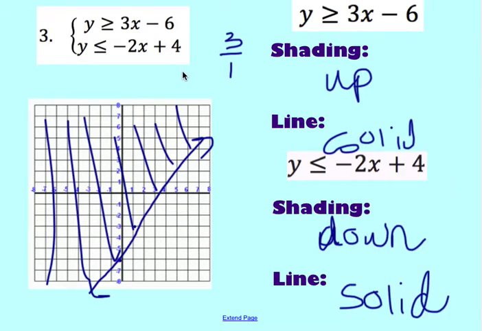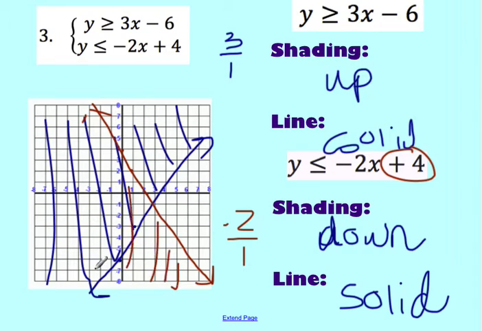So then for the second one, I'm crossing the y-axis at 4. And then my slope is -2. Well, remember, since it's not a fraction, it's the same as -2 over 1. So I'm going down 2, right 1, down 2, right 1. And again, I'm going to have a solid line here. And from there, I'm going to shade down from the line.